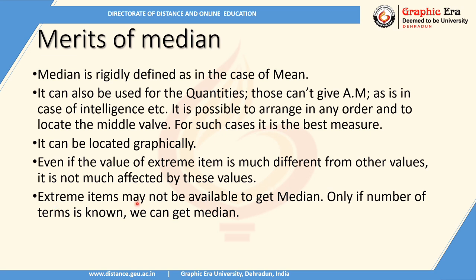Extreme items may not be available to get the median. Only if the number of terms is known can we get the median. If the number of terms is unknown, then we cannot get the median.